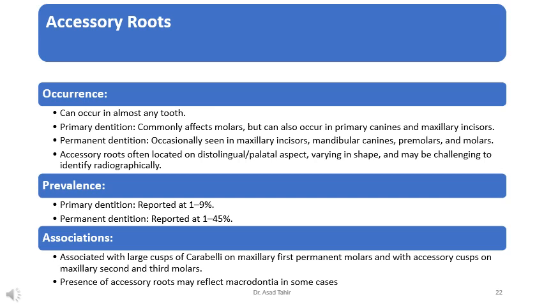Prevalence. Primary dentition, reported at 1 to 9%. Permanent dentition, reported at 1 to 45%. Associations: associated with large cusps of Carabelli on maxillary first permanent molars, and with accessory cusps on maxillary second and third molars. Presence of accessory roots may reflect macrodontia in some cases.